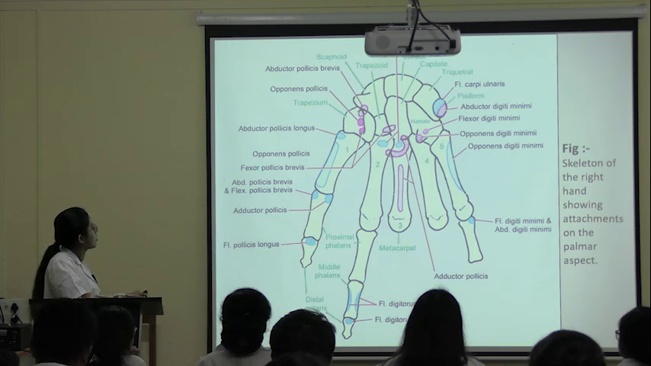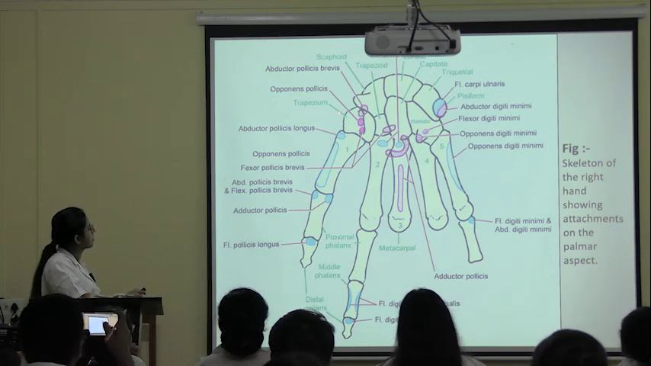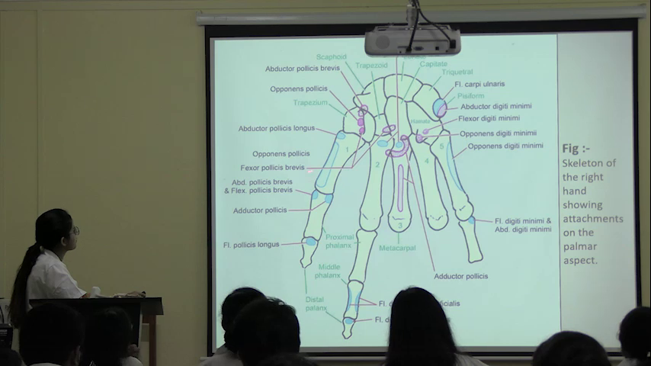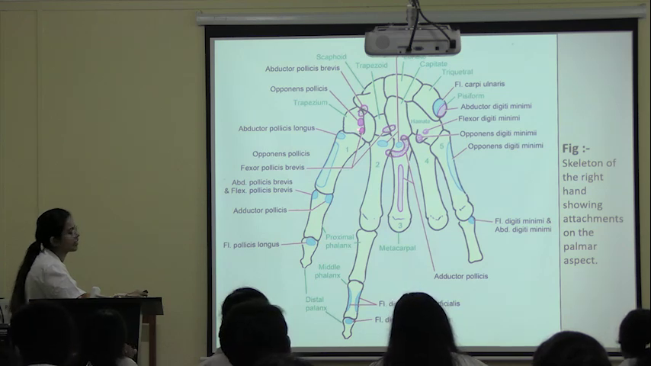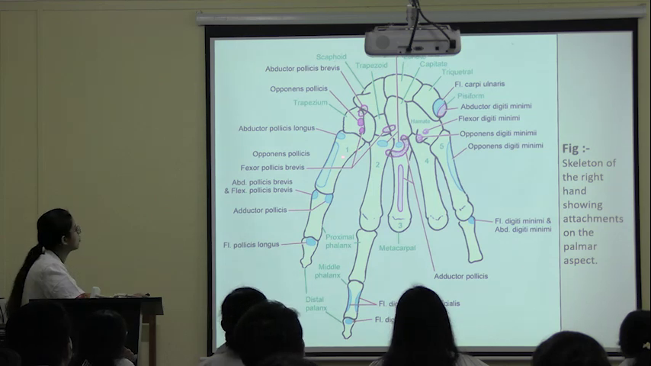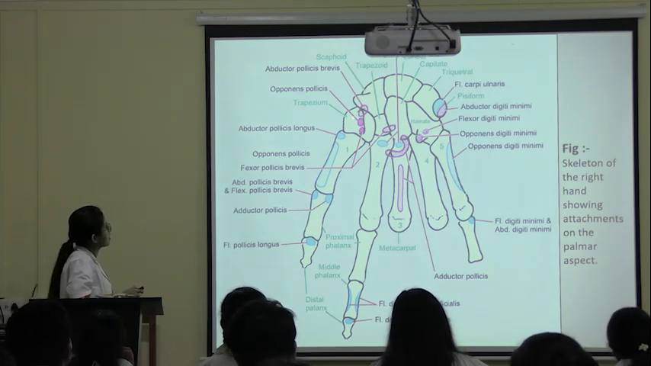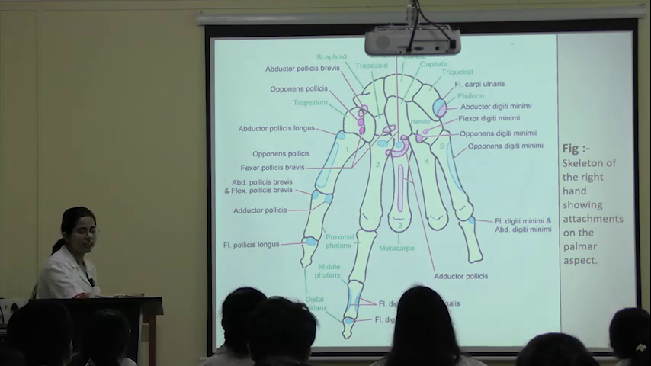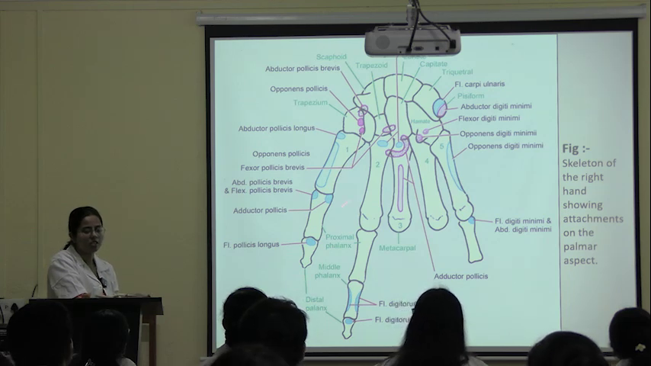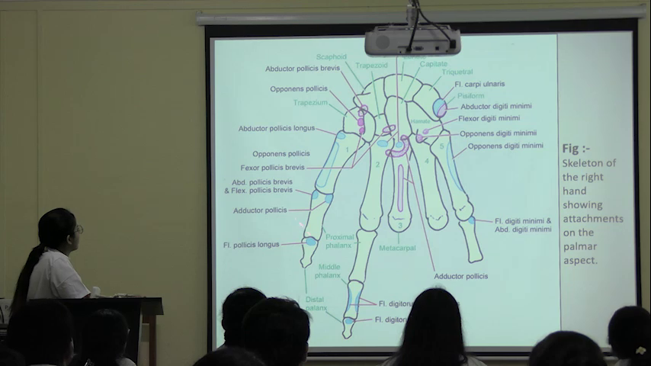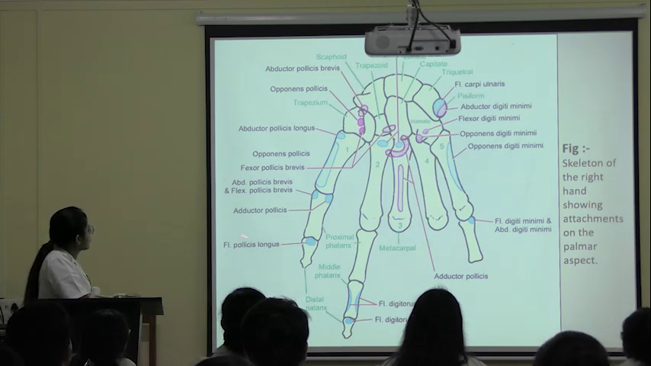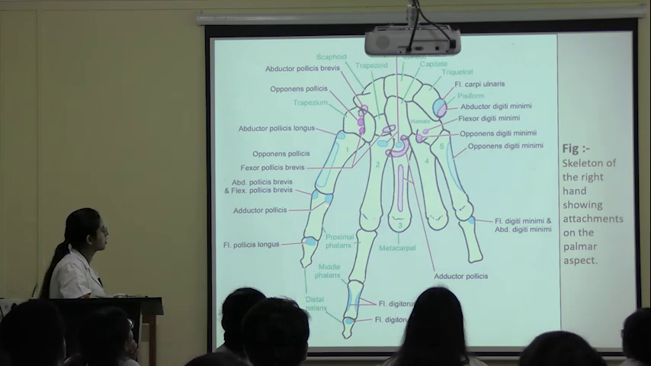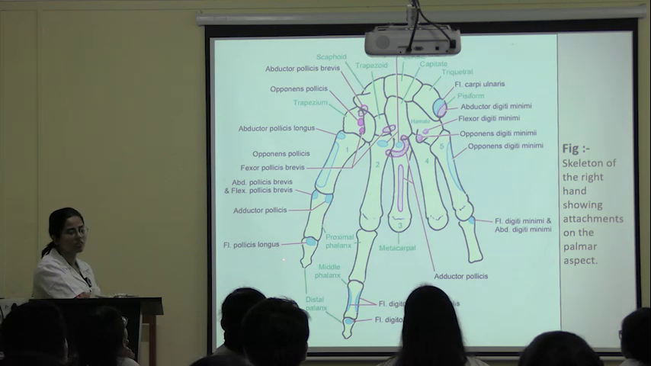Like you can see here, opponens pollicis. This is the origin, and you can easily tell the name of the bone. Here there is flexor pollicis brevis. You can see the two heads. You can tell the origin from the name of the bone. Abductor pollicis brevis here. Adductor pollicis here, it's inserted here. You can tell the origin and insertion from this picture. Can you tell me the insertion of adductor pollicis from this picture? Anyone? You can try. It's okay if it's wrong. Anyone wants to try?